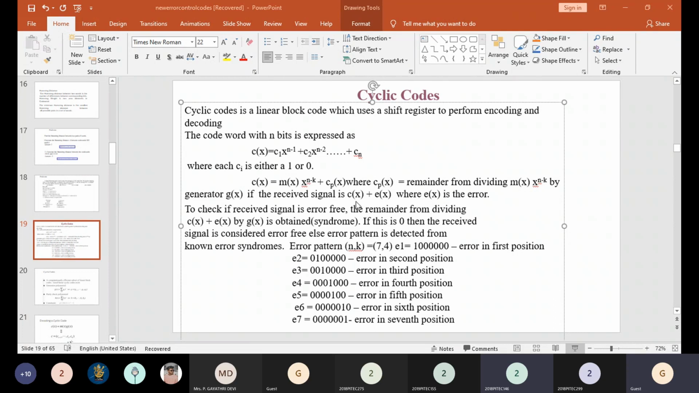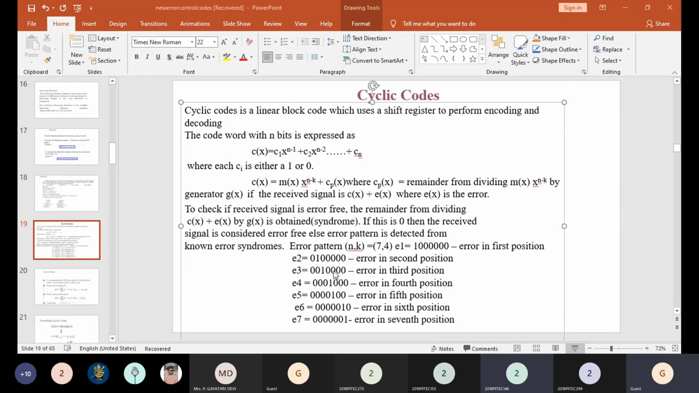And the generator polynomial is given as 1 plus x power 3. So if you do the division operation here, the remainder comes to x.